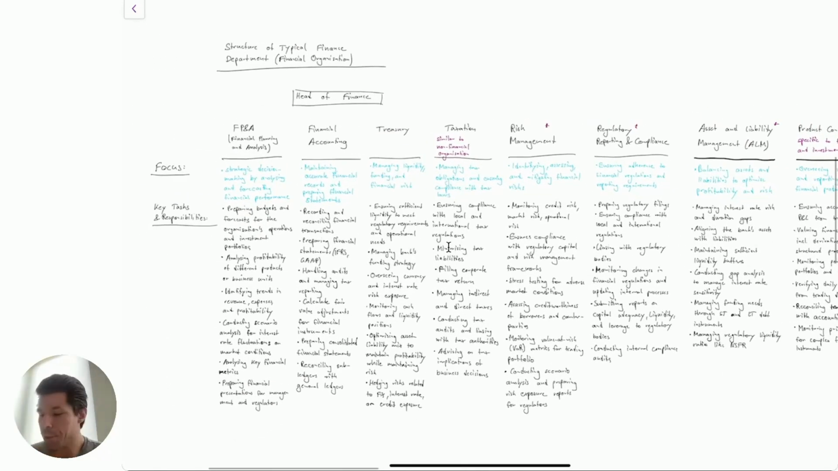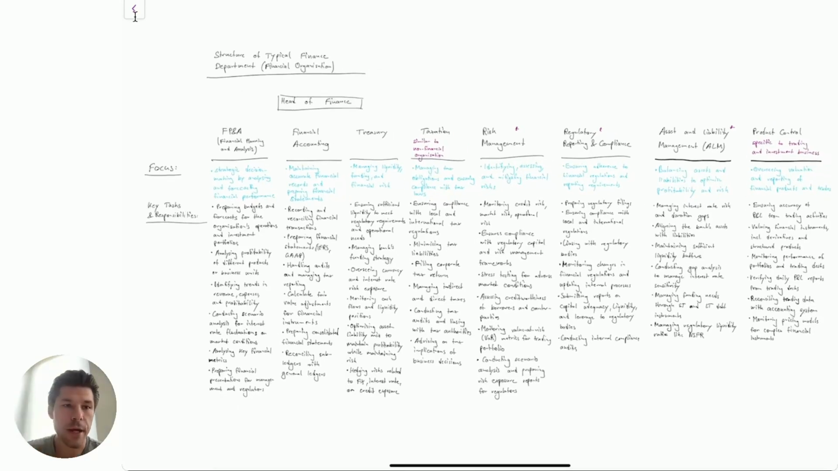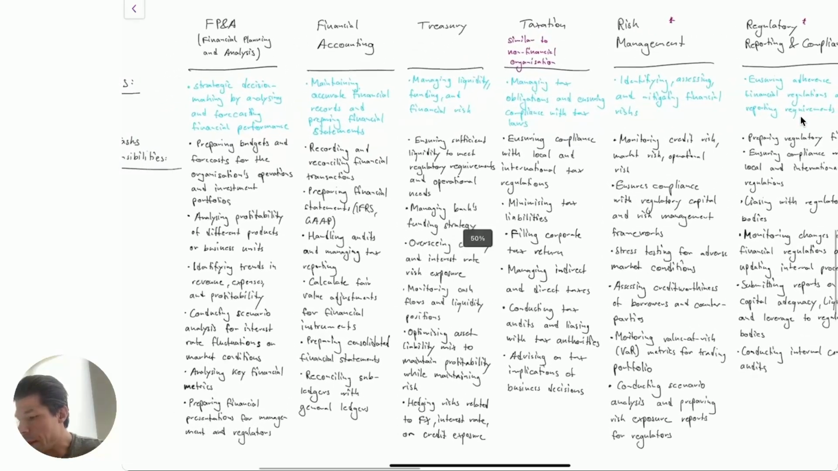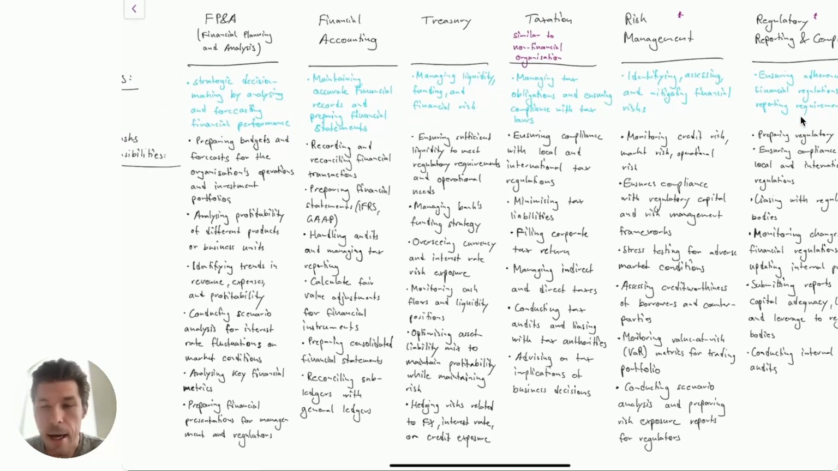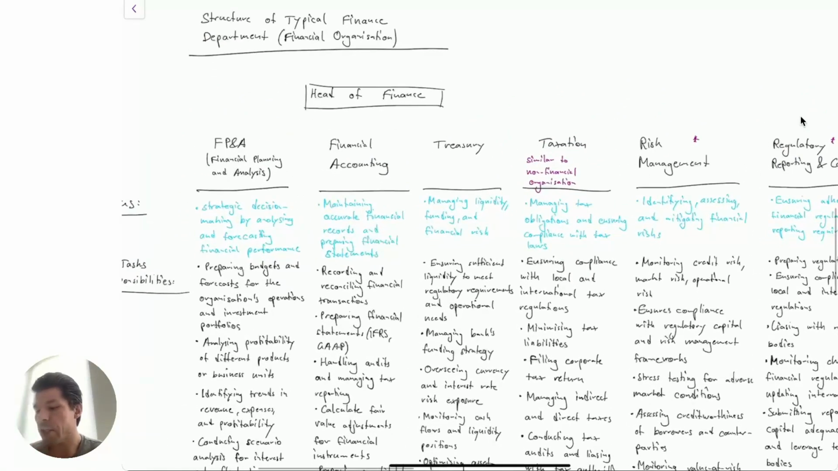All of those departments should not work in isolation. They should work collaboratively together. But I hope this overview gives you an intro and a better understanding of how the typical structure of a finance department for a bank, insurance company, or investment company could look like.